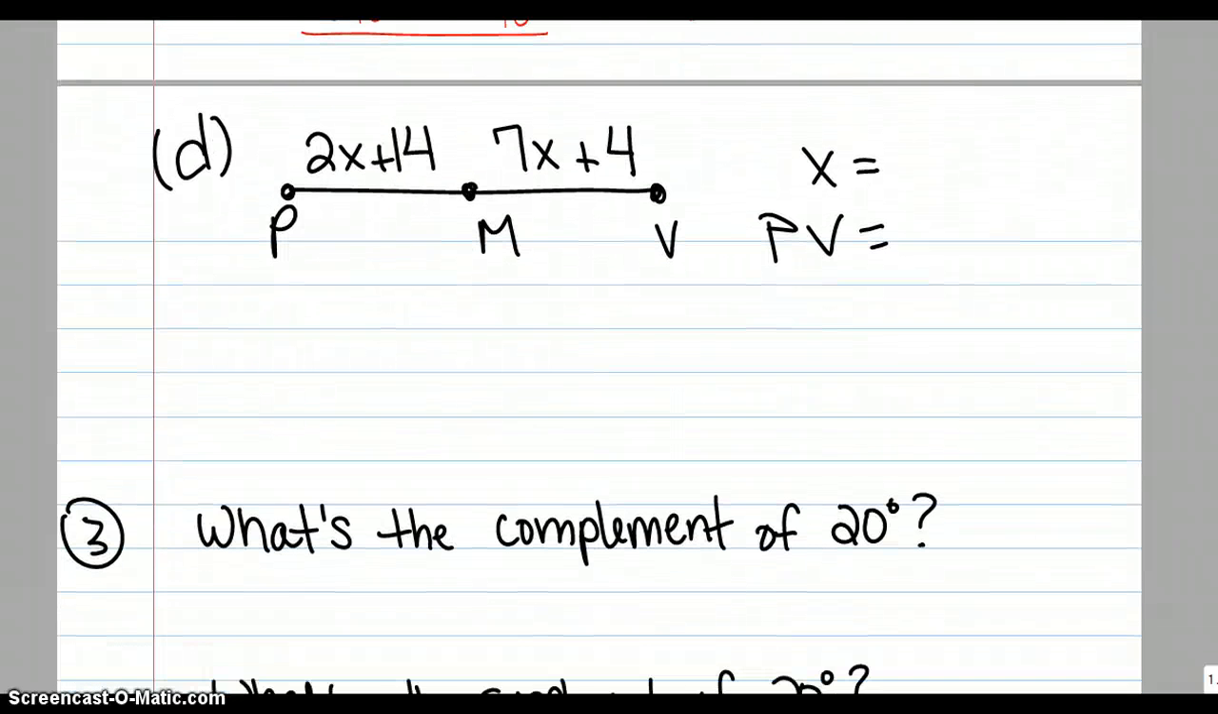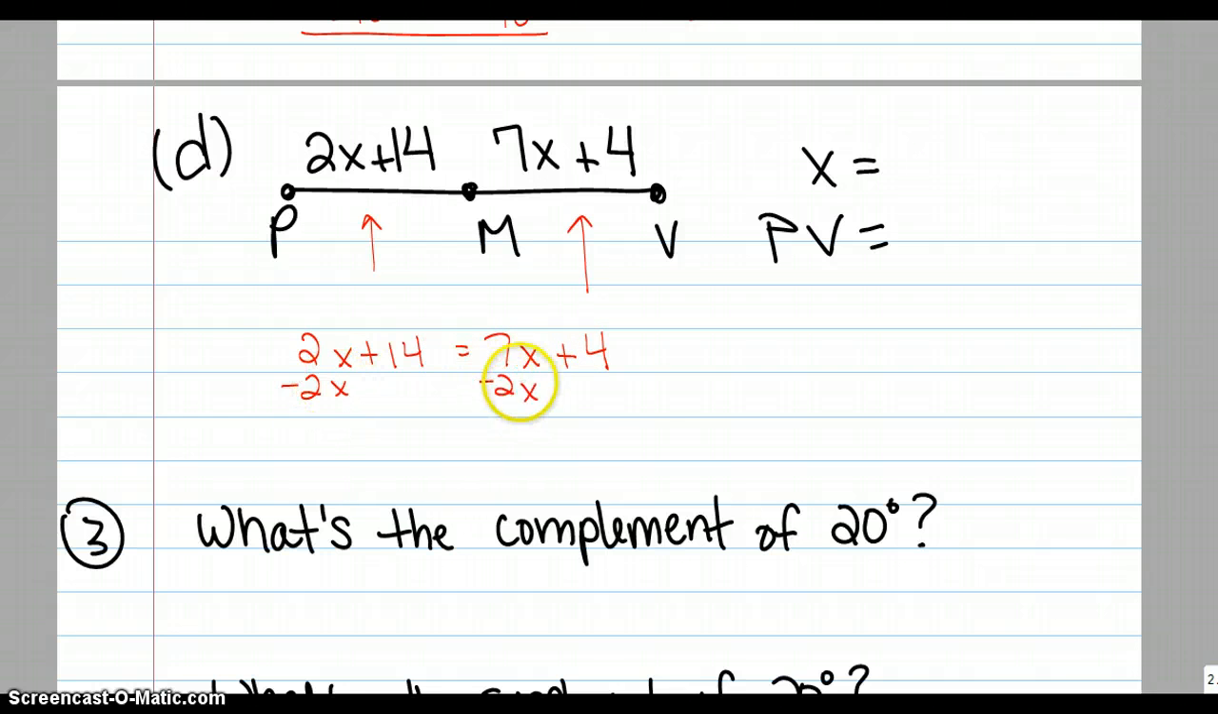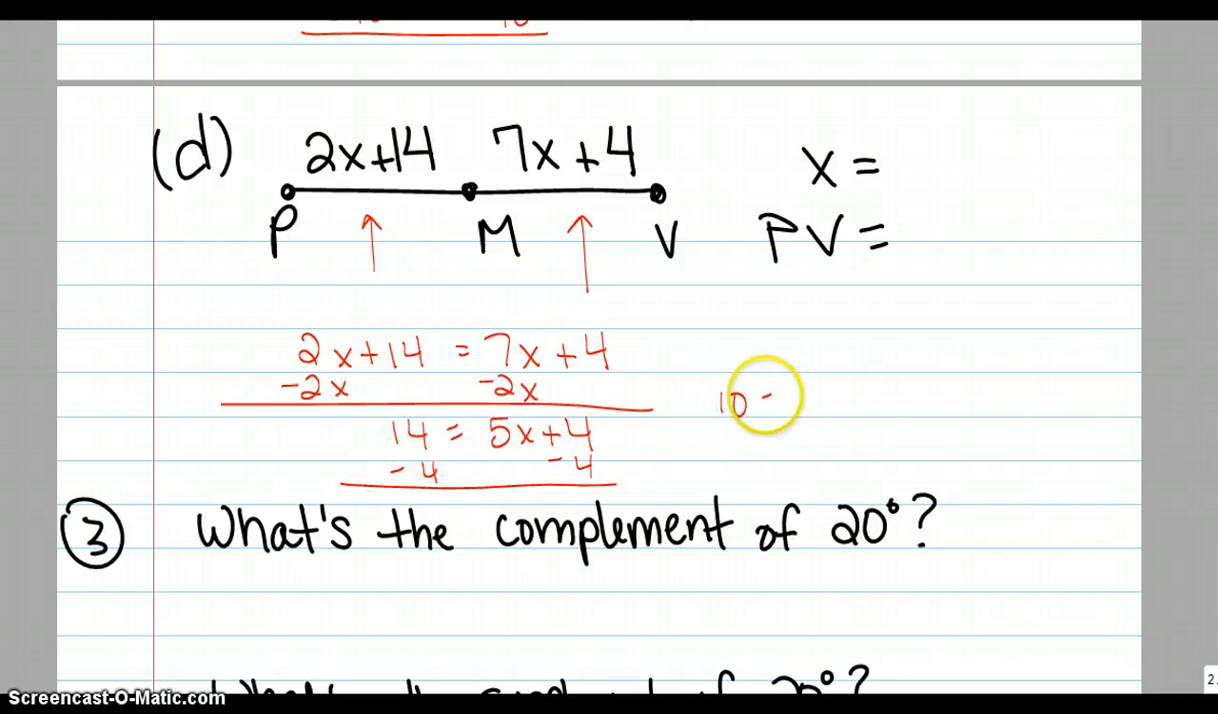One more midpoint problem. If you're given something like this, again, M is in the middle, so you know that these 2 pieces have to be the same. So if they're the same, another word, equal, you're going to set them equal to each other. Set 2x plus 14 equal to 7x plus 4. And then from there you can solve for x. Subtract 2x from both sides. You get 14 equals 5x plus 4. Subtract the 4. You get 10 equals 5x. And then you divide by 5, and you get x equals 2.